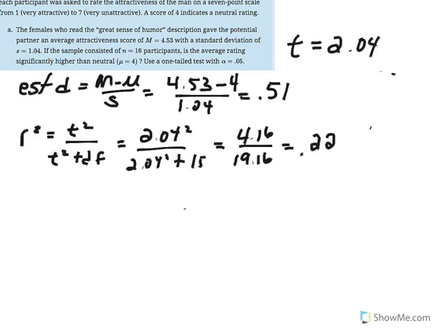And this is also considered a medium to high effect. And again, what this is telling us is that Cohen's D is saying that the difference between 4.53 and 4 is equivalent to half a standard deviation unit. And then R squared is saying that 22% of the difference in attractiveness ratings is due to the fact that some were described as having a great sense of humor.